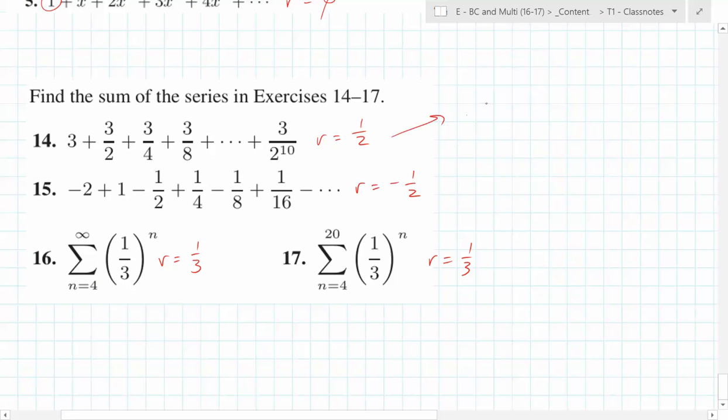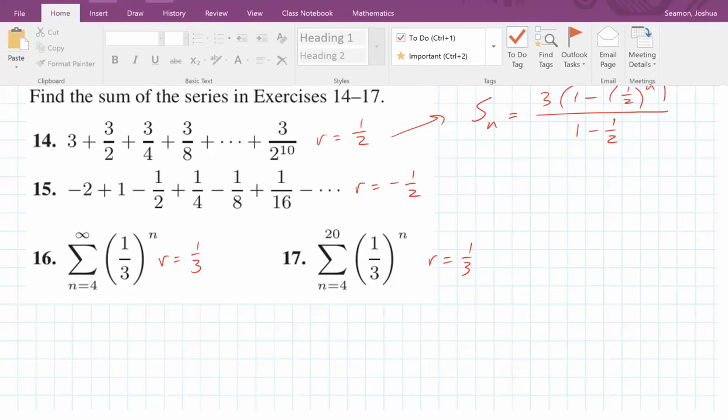So for this one, the sum of the first n is going to be the first term times what? 1 minus what? 1/2 to the n all over. Yeah, and that one's finite. It ends. What's the last term you have to plug in? This is the key to this entire problem on this one. N equals what?